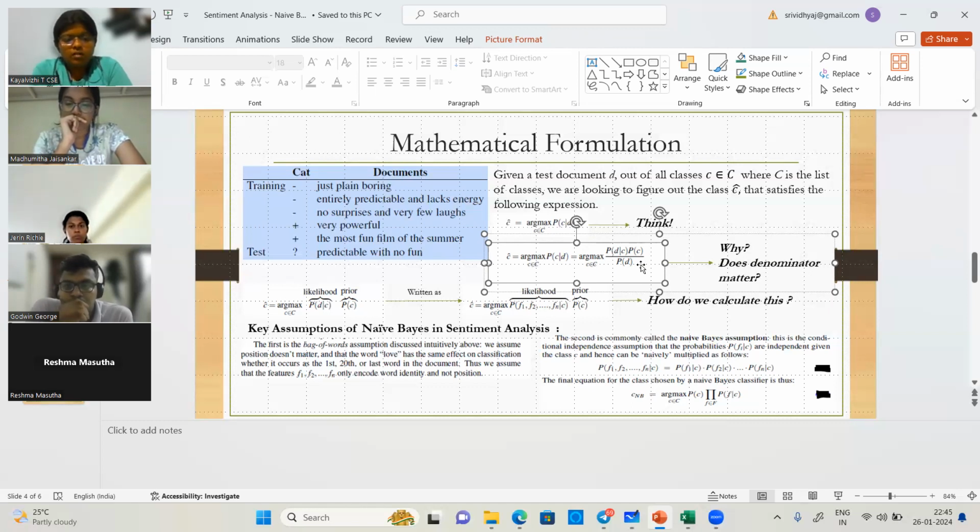Equated Bayes. Probability of C given D is probability of C intersection D by probability of D. And then probability of C intersection D is nothing but probability of D intersection C, which is nothing but D given C into probability of C.